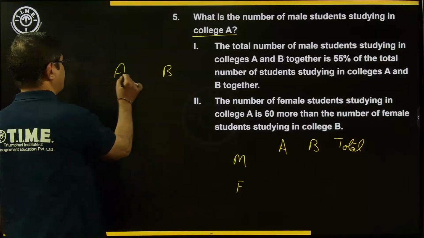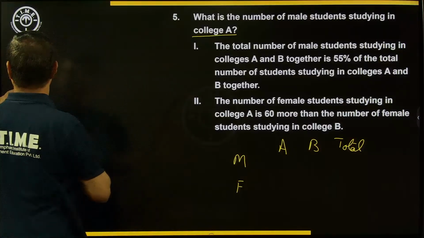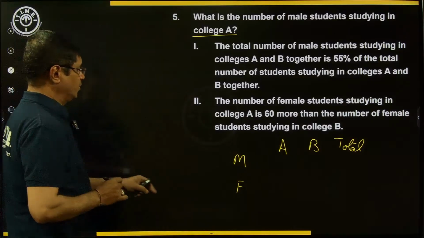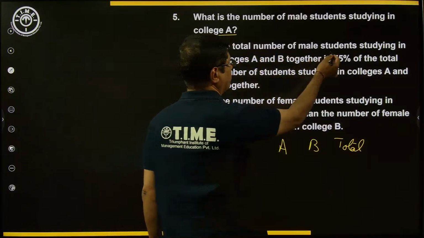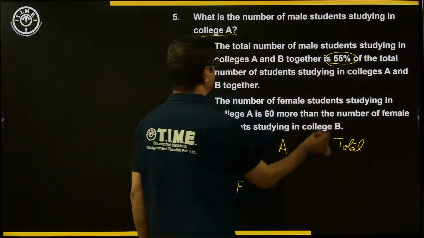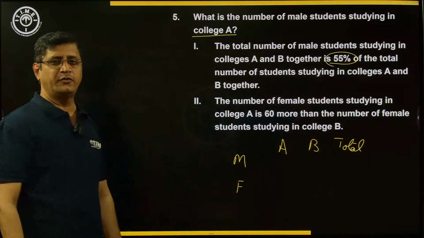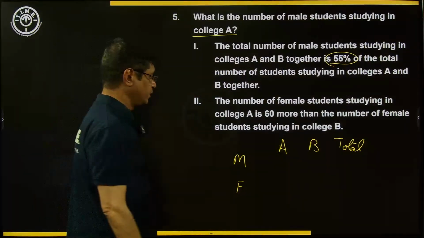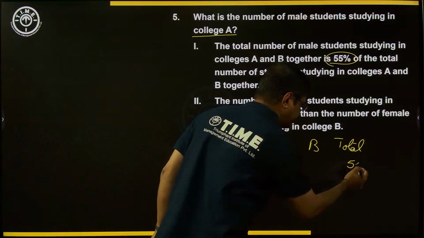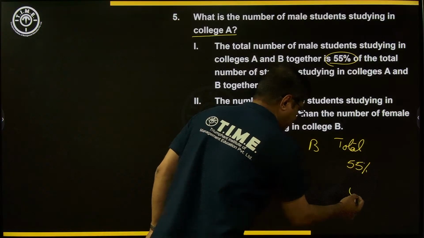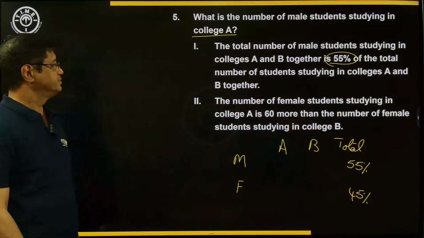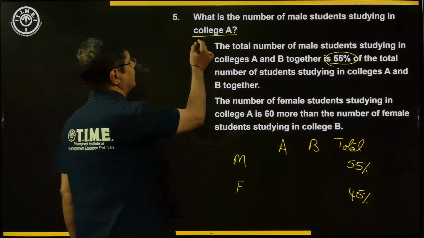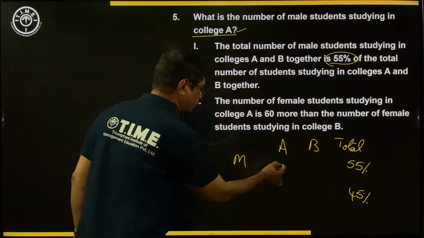Male and female. What is the male value here? The total number of male students studying in A and B, 55% of the total. 55% are males. What about the others? That is 45% females. Now, what to find? The number of male students studying in the college A. This value we need to find out.